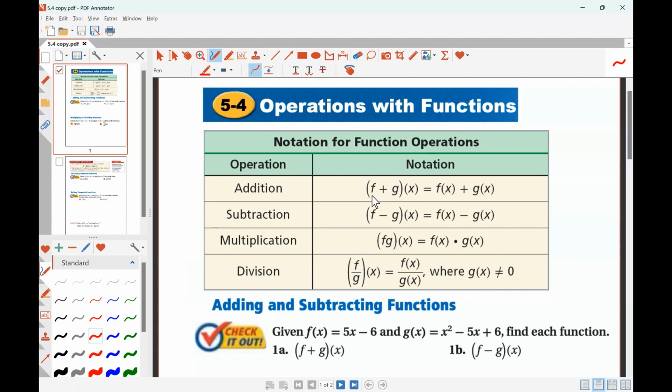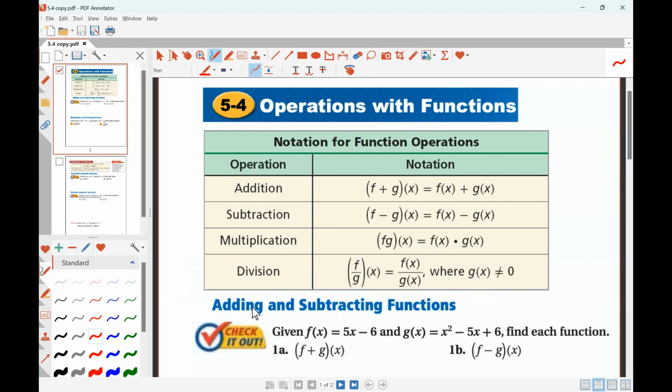So be careful. For the addition, subtraction, multiplication and division, the letters, the functions f and g, are in one pair of brackets. X is in another, and you can separate them. Write this as f(x) plus or minus or times or divided by g(x).